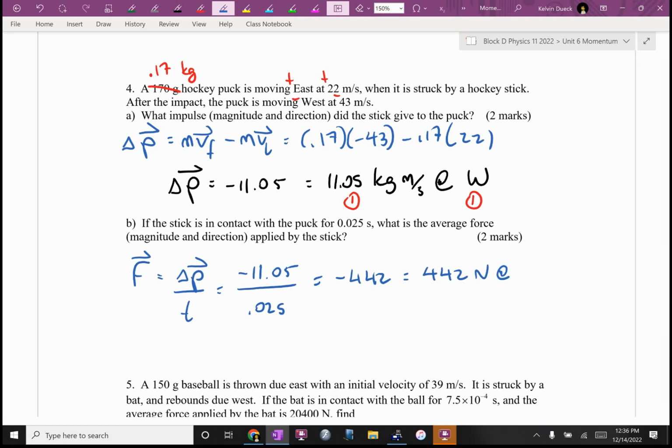What's my direction? Negative is west in this question. Does that make sense? Yeah, here's what we're saying. A hockey puck came sliding east. If it ends up going to the west after you hit it, the force must have been to the west, because the hockey stick had to stop the puck and then turn it around and get it to go in the opposite direction faster than it came in. Yeah, you've applied a fairly sizable force to the west. Same as before. 1 mark for the magnitude, 1 mark for the direction.